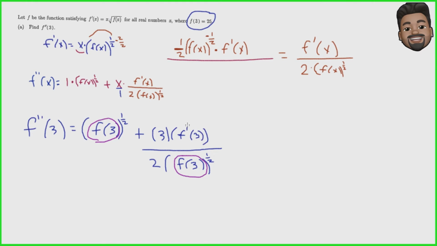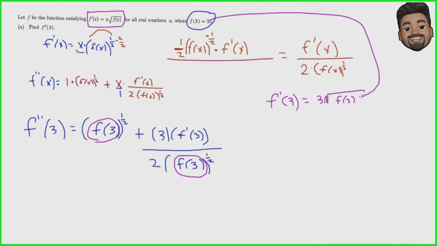But we still need to find out what f prime of 3 is. Well, here's the good news. We were given f prime of x up here. So that means we can plug it in. So let's do this in this corner. F prime of 3 is equal to 3 times the square root of f of x. Well, this is f of 3. Pretty confusing because it involves a lot of f prime, f double prime. But what is f of 3? We talked about it. F of 3 is 25. So this is going to be 3 times the square root of 25. Well, what is the square root of 25? That is 5. So 3 times 5 and we get 15.